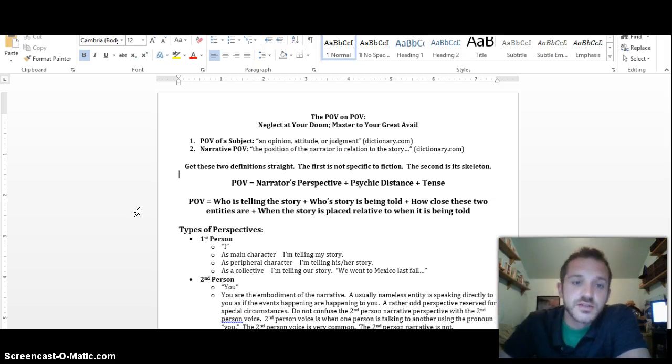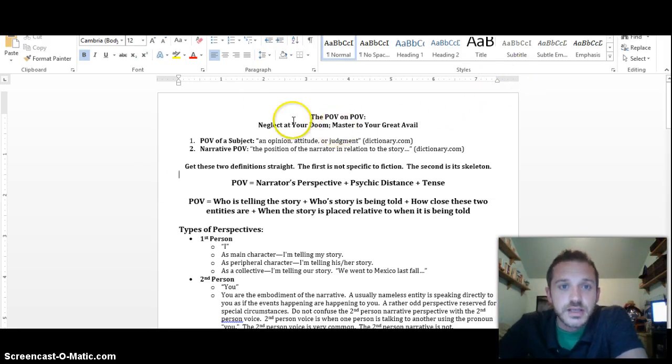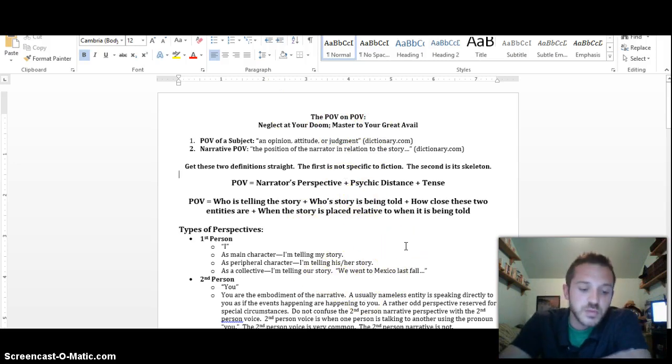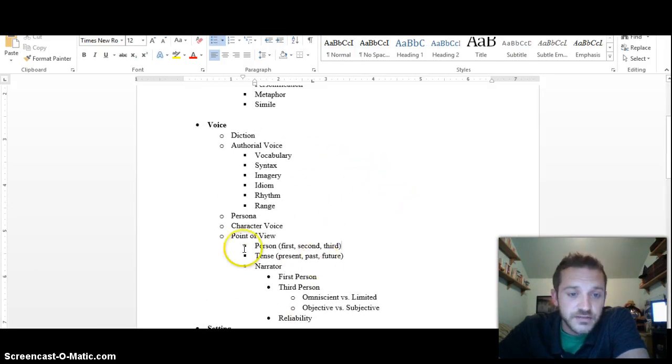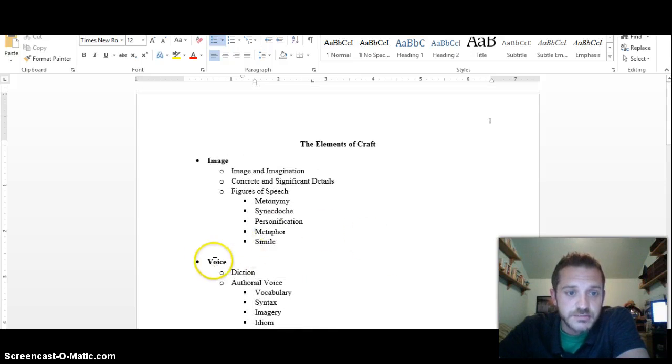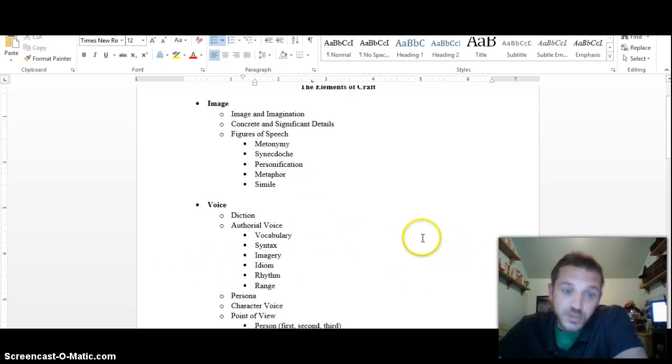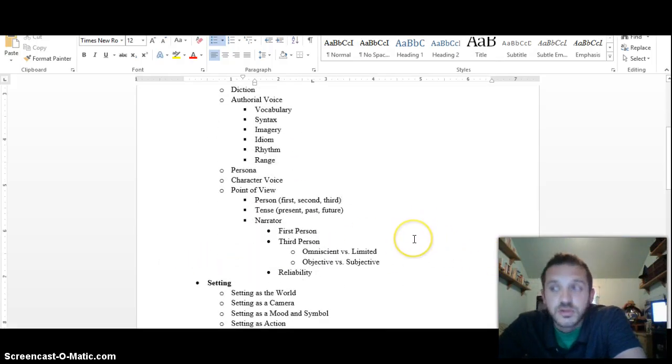So attached to this course content module is this point of view handout, and this goes through point of view much more in depth than what is on your Elements of Craft handout. Pull that up. We're going to cover all of this stuff on your Elements of Craft handout, point of view is under voice, which it really is, but we're going to look at it as a separate entity because there is so much that we're going to cover.